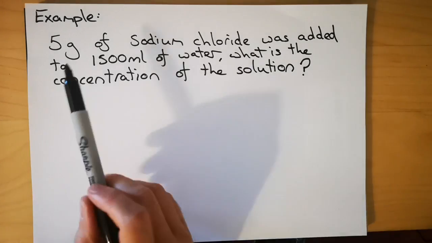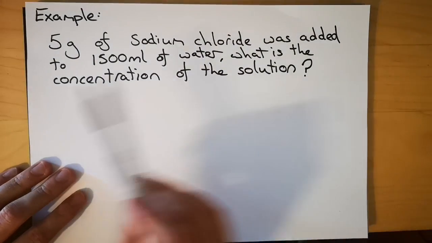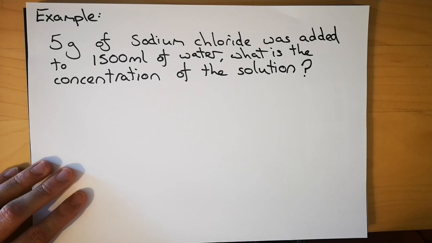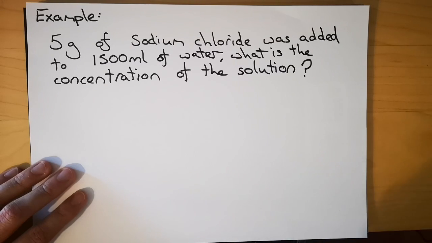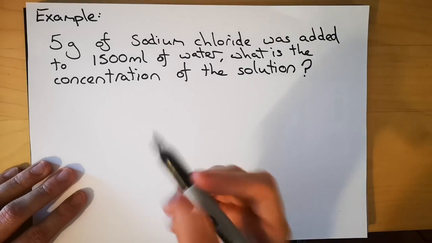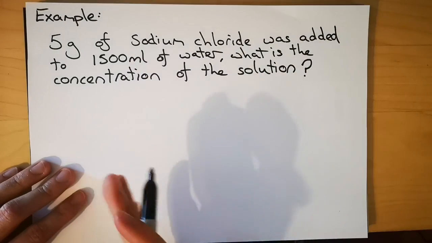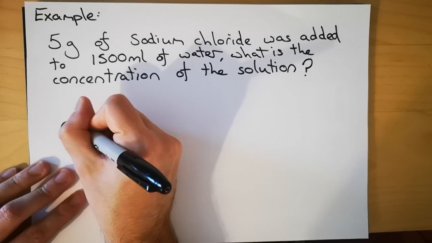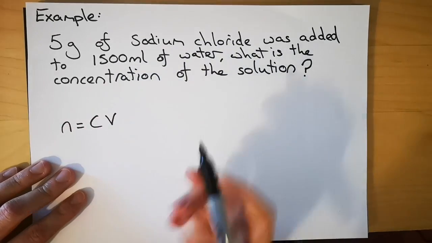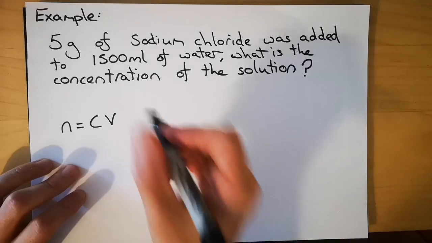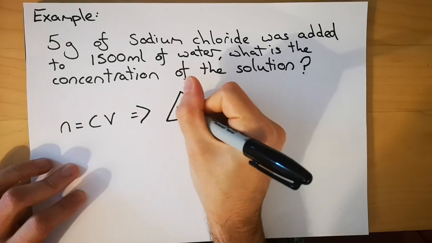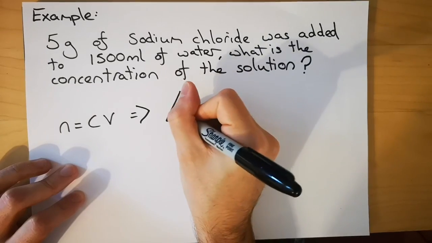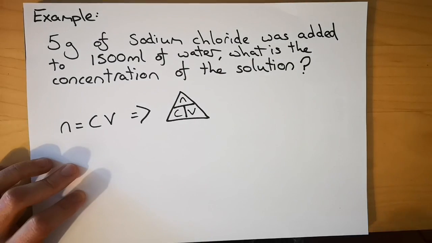So what we've been told is we've got 5 grams of sodium chloride that was added to 1,500 milliliters of water, and we're being asked for the concentration of the solution. The first thing that I'm going to do is go to the data booklet and look at the equation that has concentration in it. This is the one that I've got concentration for, and I'm going to convert that into my triangle. Now, what I want to do is tick off what I've actually got.